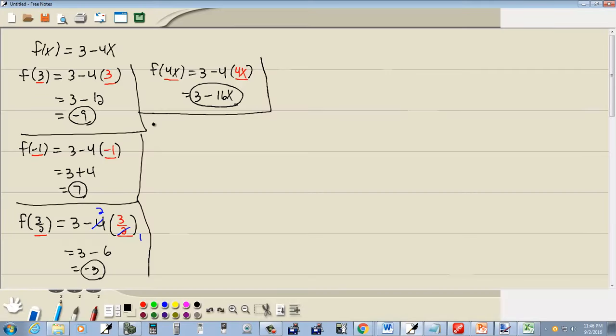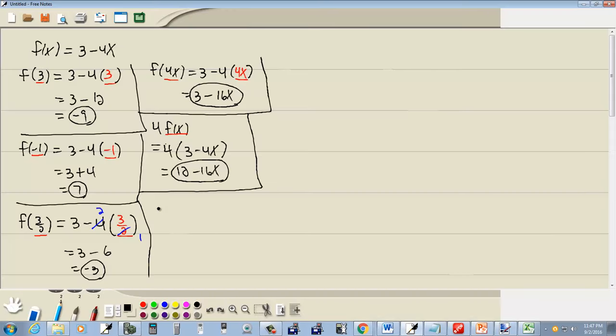And then we got 4 times f of x. So here, this is a little bit different. We're not evaluating. We're just plugging in the value of the function. F of x we said is 3 minus 4x. So this 4 is going to remain, and then we'll put 3 minus 4x inside of parentheses, because the 4 that's out in front has to be multiplied times everything that follows it. Then 4 times 3 is 12. 4 times negative 4x is negative 16x. And that'd be our answer. Again, we could flip those around if need be.